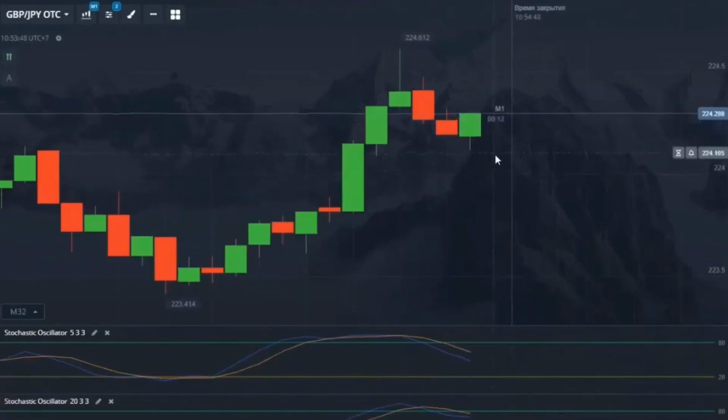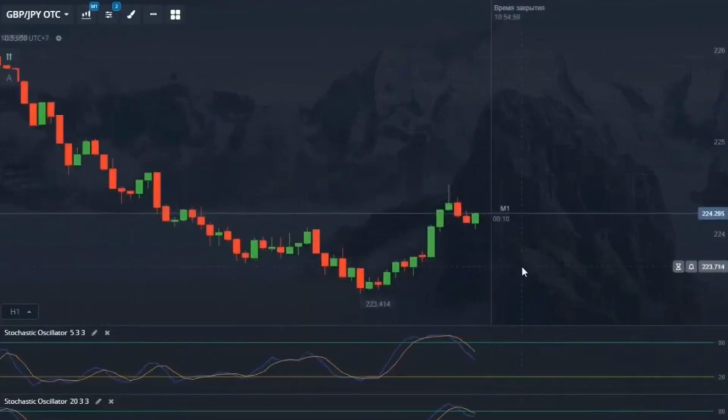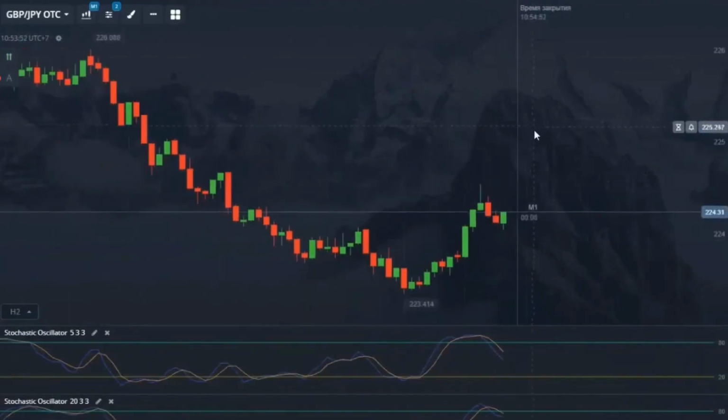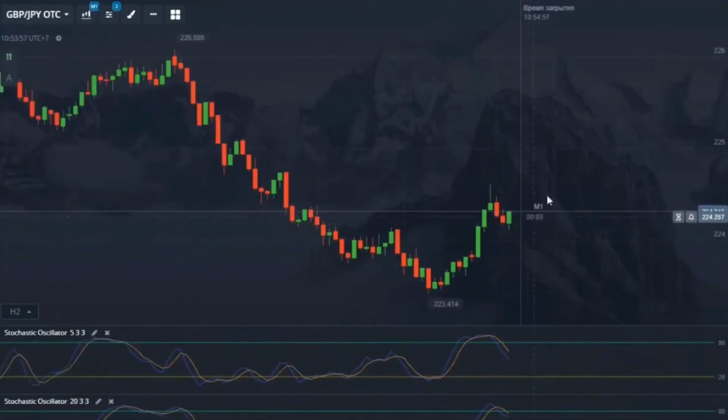The trade ends at 0, meaning a return. But honestly, that's not bad either. After all, it's not a loss. So what happened here? Looking at the stochastics, we can see that the signal is still there.